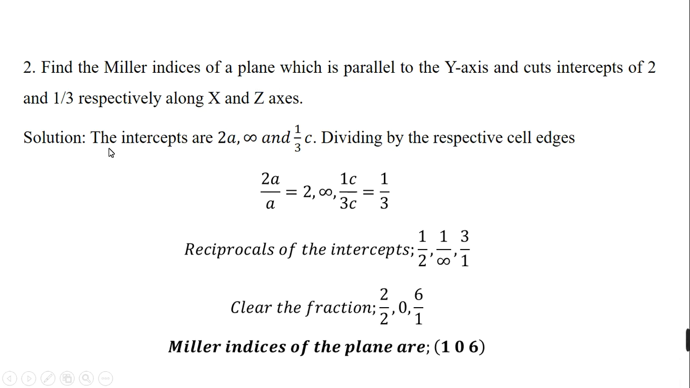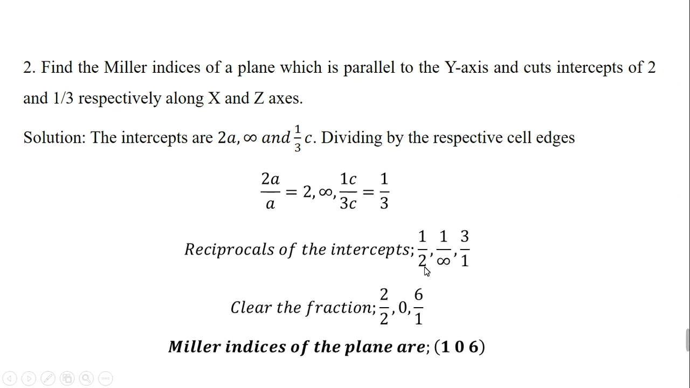First, write down the intercepts made by the plane. Along the x-axis it is 2a, along the y-axis it is infinity because the plane is parallel to it, and along the z-axis it is 1 by 3 times c. Next, divide by the respective cell edges: 2a by a is 2, infinity stays as it is, and 1 by 3 c divided by c is 1 by 3. Now take the reciprocal of these intercepts: 1 by 2, 1 by infinity, and the reciprocal of 1 by 3, which is 3 by 1, or simply 3.